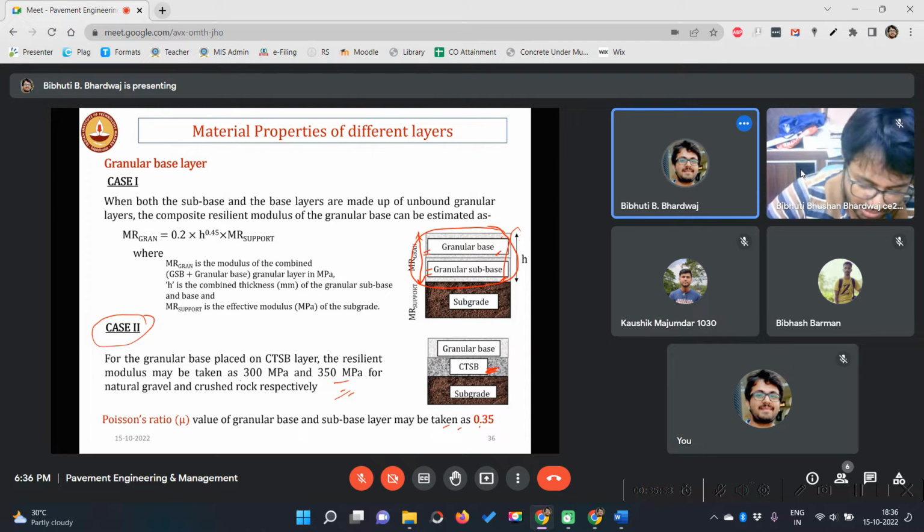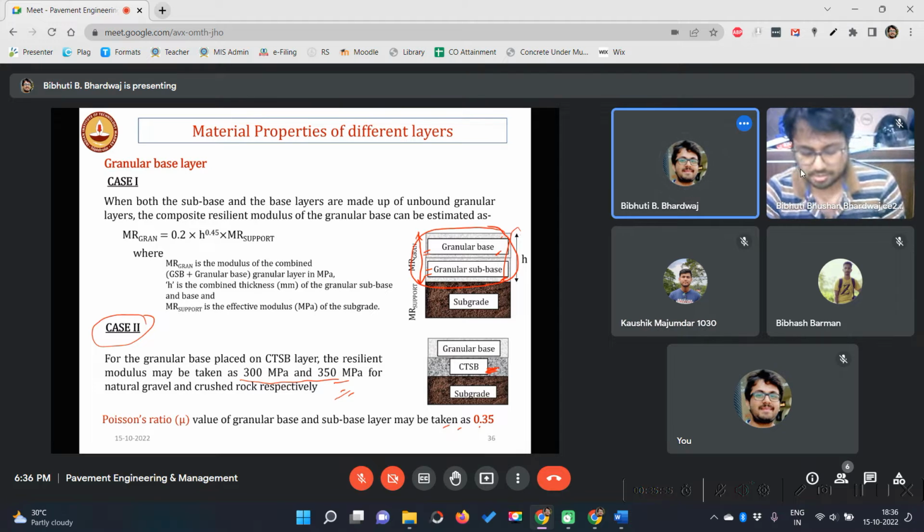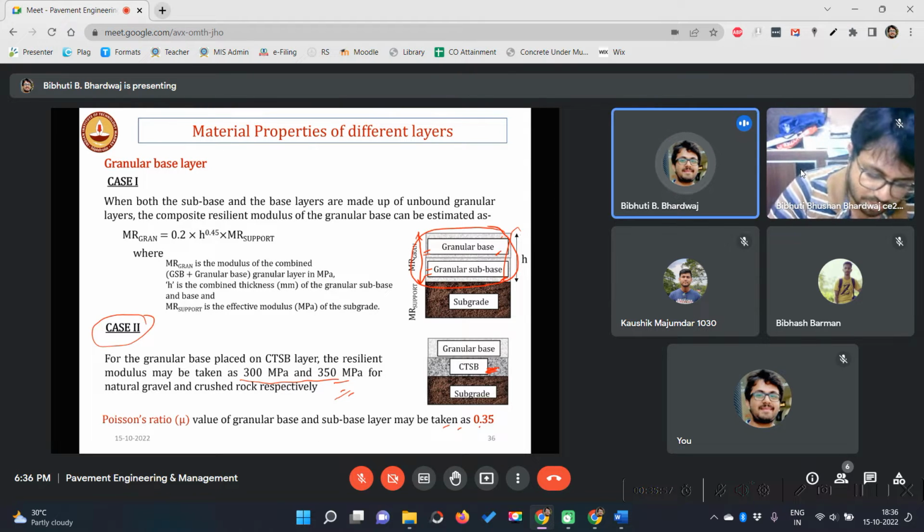Okay, should be 300 to 380 like that. But in our case, since we are using the same granular material in GSB as well as granular base, we need to consider this same formula, but now H will be the base plus subbase, the total thickness.